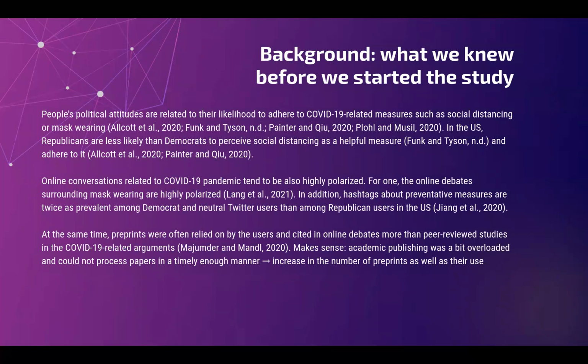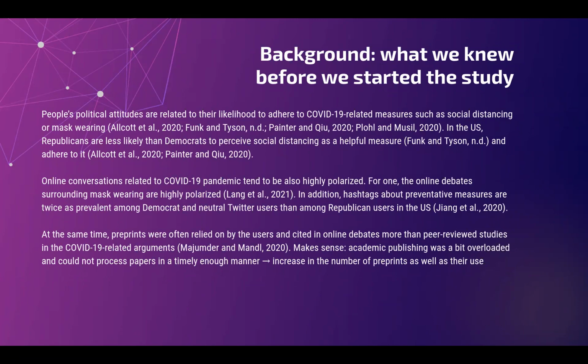Something similar can be observed also in other countries. Other countries tend to be less polarized than the US with respect to this two-party alignment. However, conservatives in general are less likely to perceive social distancing, mask wearing, and other measures as helpful. Conservatives are less likely to adhere to those than more progressively oriented citizens. In addition to just society being polarized around that, online conversations about COVID-19 also tend to be highly polarized. For example, online debates surrounding mask wearing have been found to be polarized, and hashtags about preventative measures are twice as prevalent among Democrat and neutral Twitter users than among Republican ones in the US, again confirming that Democrats in the US are more strongly in support of preventative measures than Republicans.